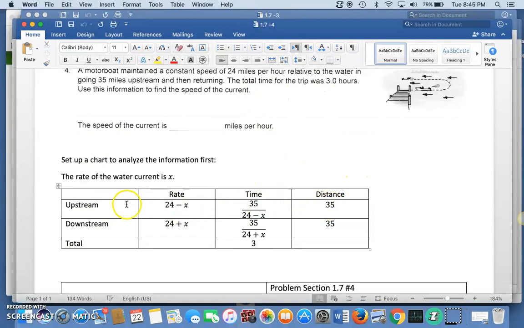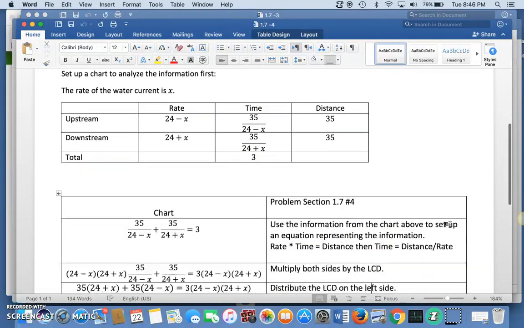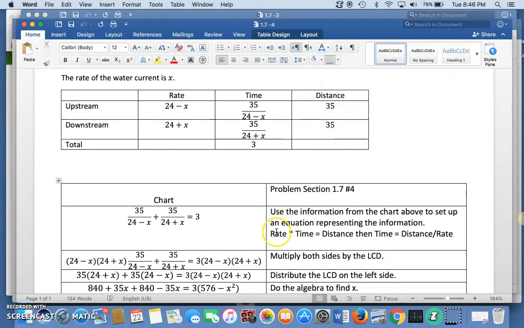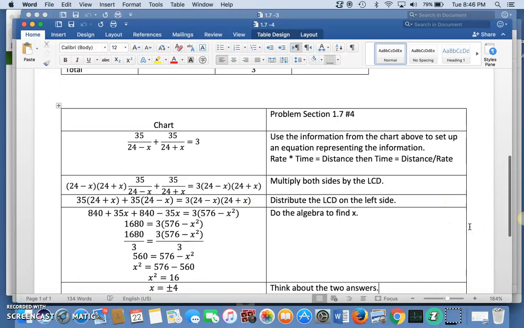So 35 divided by the rate, because what's true? If rate times time equals distance, then time would be distance divided by rate. So you can set up the times based on that, and I've gone through this in more detail in this little chart down here. Because rate times time is distance, time equals distance divided by rate. We know that the total time, going upstream and coming back downstream, was 3 hours. So this fraction plus this fraction equals 3. That's the equation you've got to set up.